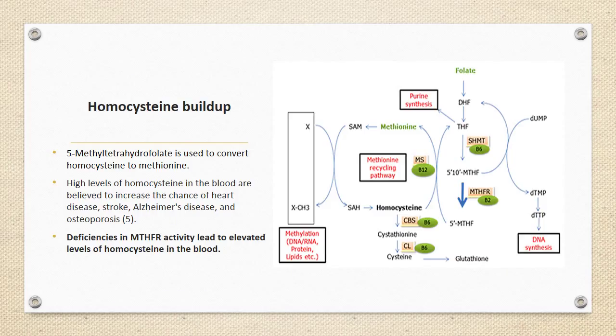In an individual with reduced function of MTHFR, homocysteine can build up, since 5-methyl tetrahydrofolate is used to convert homocysteine to methionine. High levels of homocysteine have been linked to increased risk of heart disease, stroke, Alzheimer's disease, and osteoporosis. Deficiencies in MTHFR activity lead to elevated levels of homocysteine in the blood.